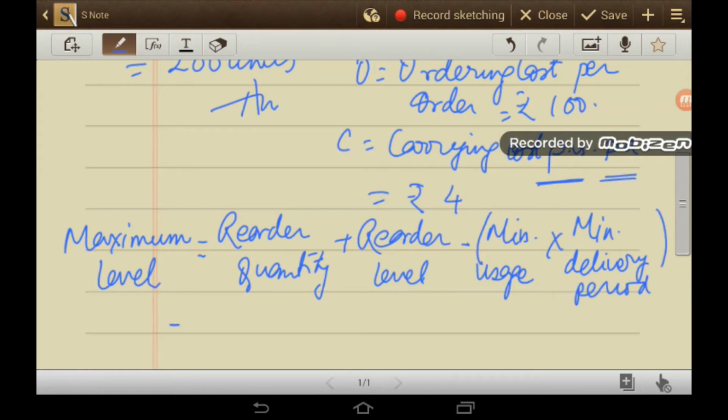So reorder quantity is the 200. Reorder quantity or EOQ is the same thing. So these are the synonyms. So EOQ or reorder quantity is the same. So this is 200. Reorder level given as 350 units. Minimum usage is 25 units and minimum delivery period is 4. So maximum level is 450 units.